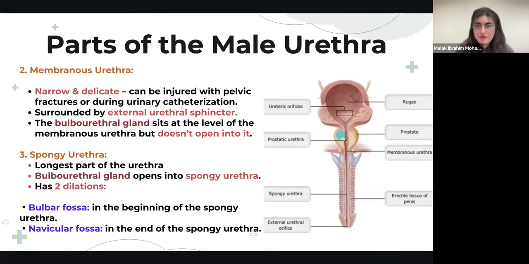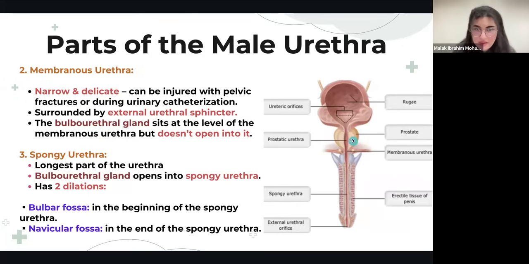Now you have the membranous urethra. This is extremely important. The membranous urethra is the narrowest and most delicate part of the urethra, and this is why it can easily be injured with pelvic fractures or during urinary catheterization. They will probably ask you in the OSPE which part of the urethra would get damaged most easily. You would answer membranous, because it's narrow and delicate, so it can easily get damaged or punctured.